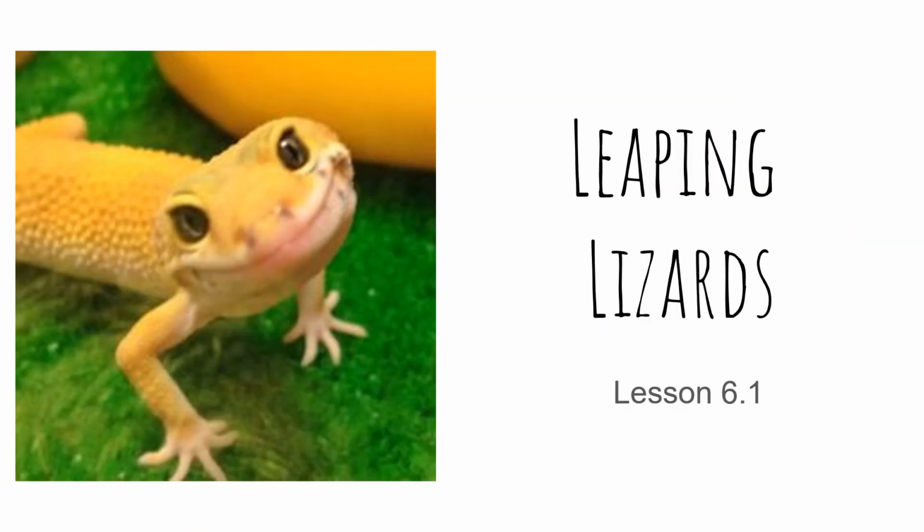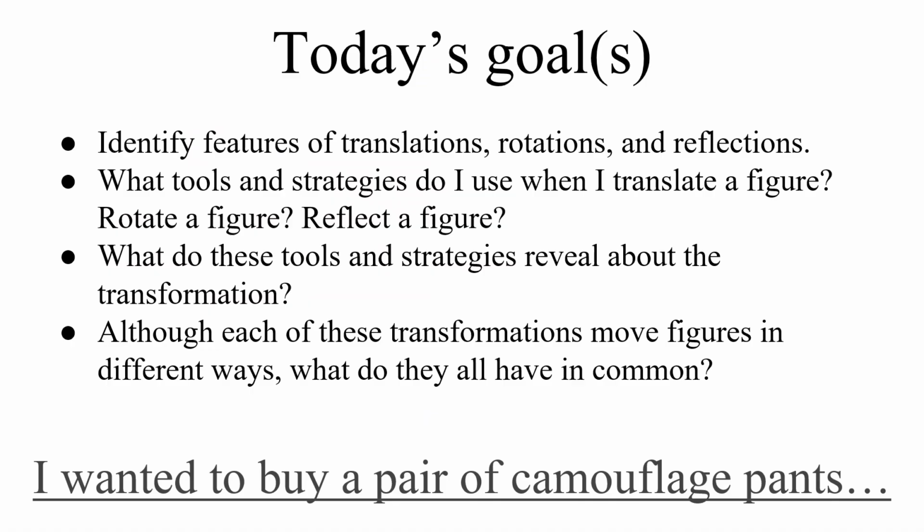All right, go to 6.1 in your Spider-Man book. What we're going to do is introduce something called, well, you should have talked about it last year, translations, rotations, and reflections. All of these are called transformations. They take something on a graph, on a two-dimensional plane, and they transform it. We're going to talk about some tools and strategies we can use to translate, rotate, and reflect a figure.